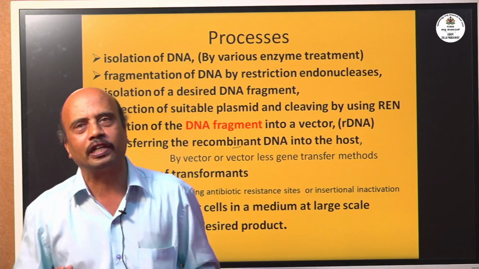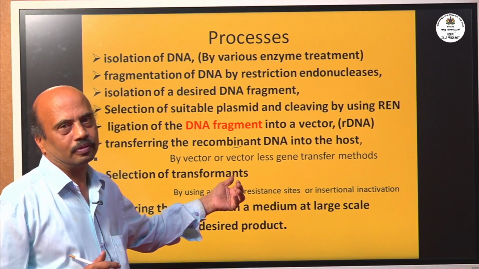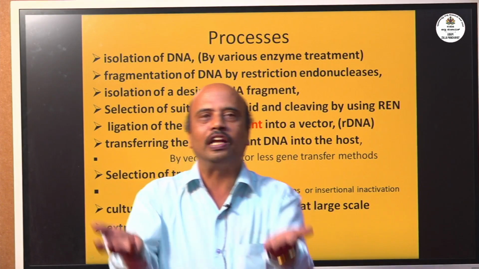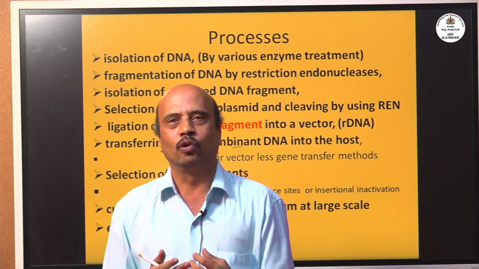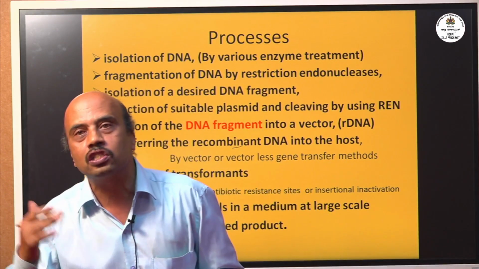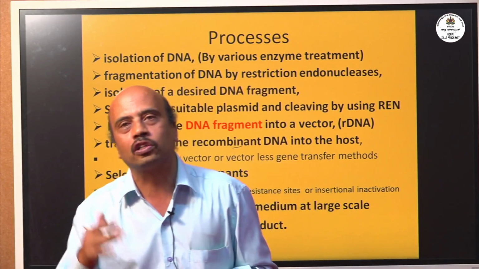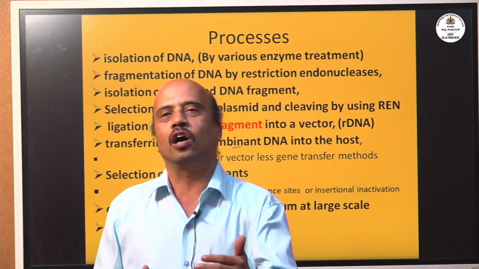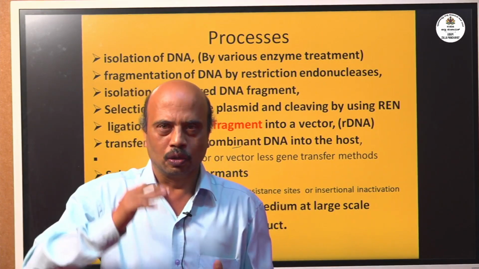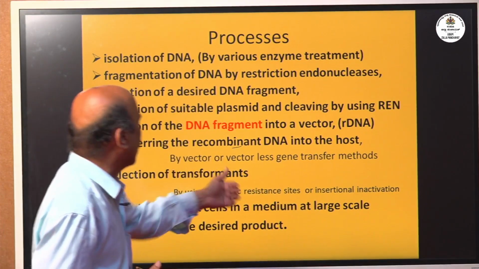The next very, very important procedure that we have to follow is selection of transformants, because not all the host cells will take the rDNA, only some will. These host cells that take the rDNA are called transformants. Those host cells which do not take the rDNA are called non-transformants. If you grow these non-transformants in a bioreactor, it is a wasteful process. So we have to grow only transformants. So for that we have selection of transformants.